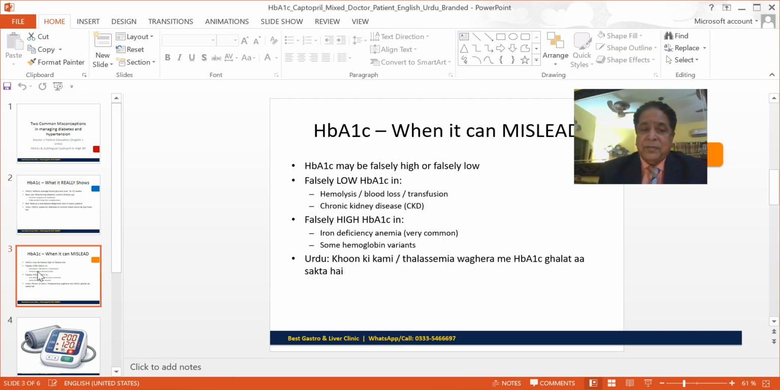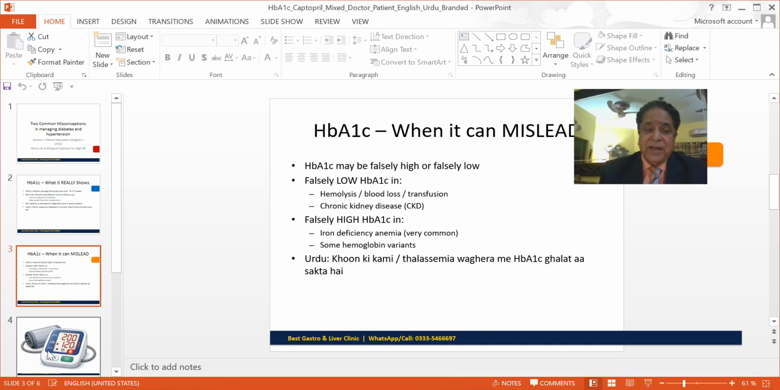Now, HbA1c, when it can mislead, it may be falsely high or falsely low. Falsely low HbA1c occurs in any hemolytic condition, whenever there is blood loss, or in transfusion. Similarly, in chronic kidney disease, it is falsely low. And similarly, it can be falsely high in iron deficiency anemia and some hemoglobinopathies. So that is most important, that one should interpret it in the setting of the patient.